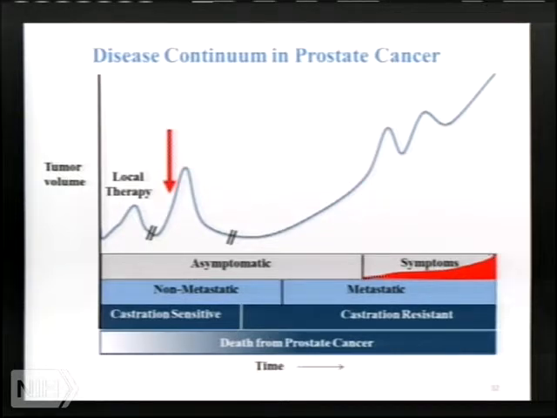So now let's go and talk about patients. We've talked about local therapy. How about patients whose PSA starts to rise, the third of patients that are not cured by the local therapy? What happens with those patients? What are the options for those patients?